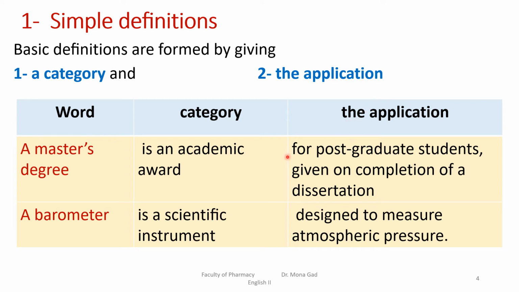Let's see an example in order to be able to understand. A master's degree. This is a term that needs a definition. This is the first part of the definition. What's the meaning of a master's degree? It's an academic award.